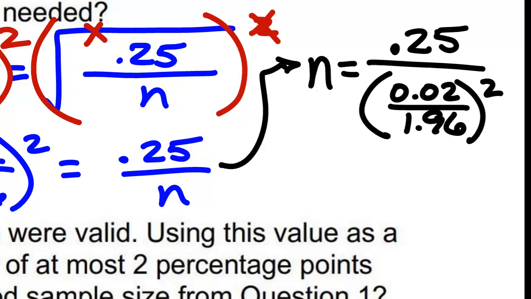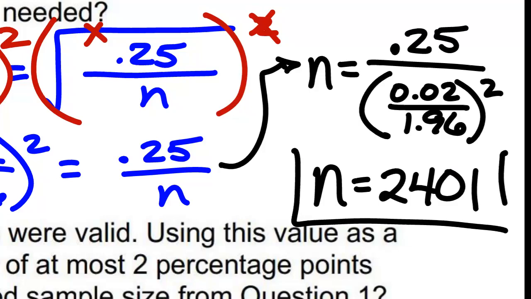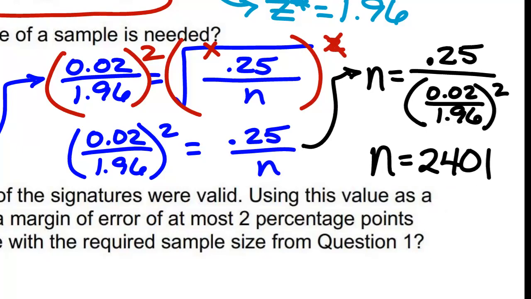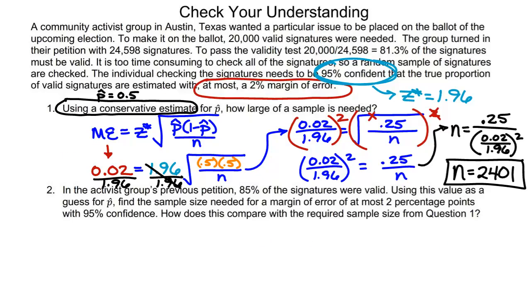What'd you get? 2,401. I kind of like this example and I kind of don't, because this one did come out to be exact, right? At least when I typed it in on my calculator, it was exact. Most of the time, when you divide by this fraction squared that already has a bunch of decimals in it, you're not going to get a whole number back.